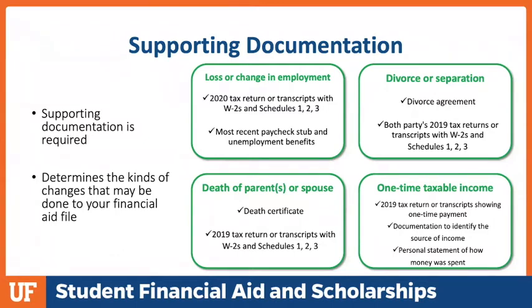Then you have death of parent or spouse. We would require the death certificate along with the 2019 tax return or transcripts with W-2s and the schedules 1, 2, and 3. Again, just like the divorce or separation, we want to be able to exclude the person that's left. So we want to make sure that we are accurately reflecting the income for the person that is left in the household. And then some examples, if you or your parent experienced a one-time taxable income, we would ask for the 2019 tax returns or transcripts showing that one-time payment, documentation to identify the source of income, along with a personal statement of how the money was spent.